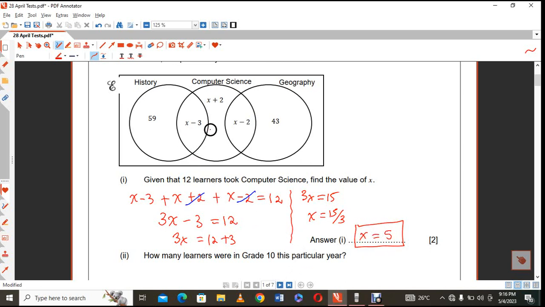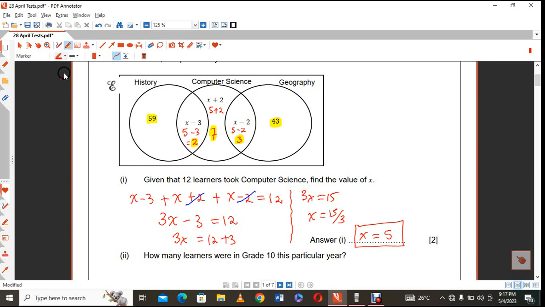Actually, I can also complete this. So x is 5. So this is 5 minus 3, which will give me here 2. And this is 5 plus 2, which gives you here 7. Again, this is 5 minus 2, which gives you here a 3. All right, so you can actually go ahead and fill in those missing values. So 7 doing only computer sciences, 2 of them are doing computer science and history, 3 of them are doing computer science and geography, 43 are doing only geography, 59 are doing only history.